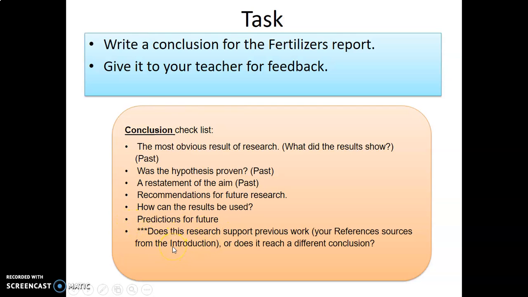And also I've written here this last point. It's not necessary, it's just optional, but it would be nice if you also linked this research to another research, from the sources you found. Yeah, maybe you found another research that has the same results or similar results, or that has completely different, the opposite results.